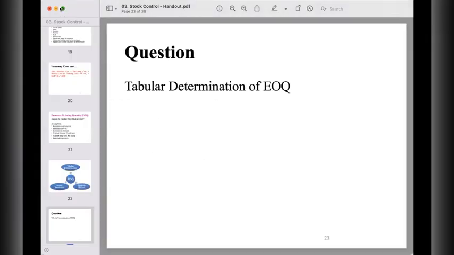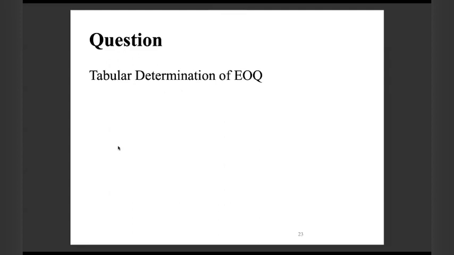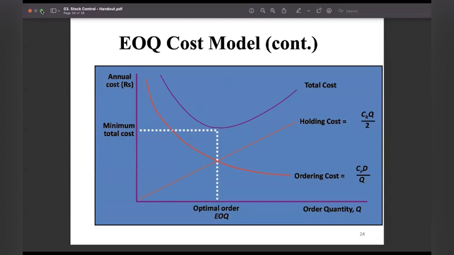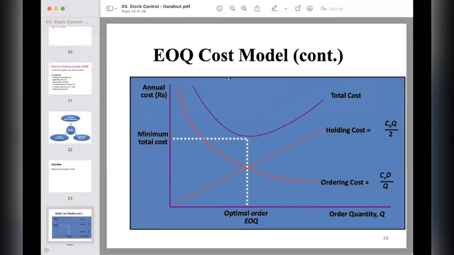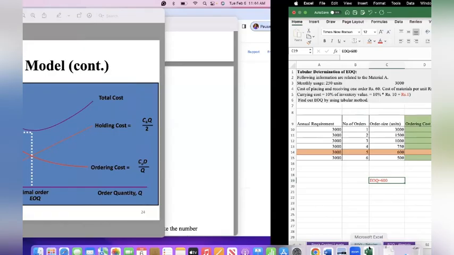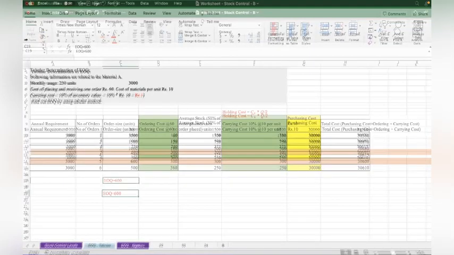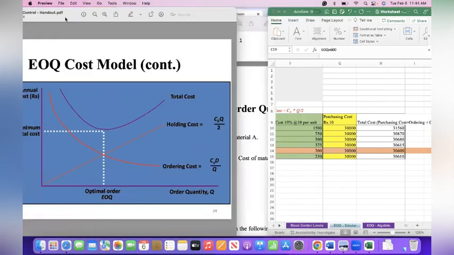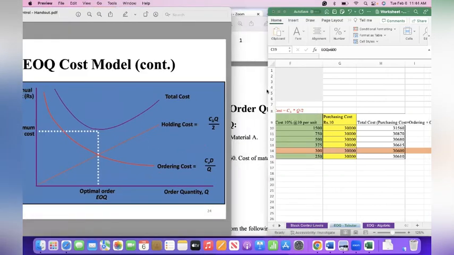Now we did the tabular determination of EOQ. Remember that structure. This is the graphical presentation. I will not discuss much about this. So let me share this screen. I hope you all can see this. So I'm sharing the Excel that we prepared just now with the graph.